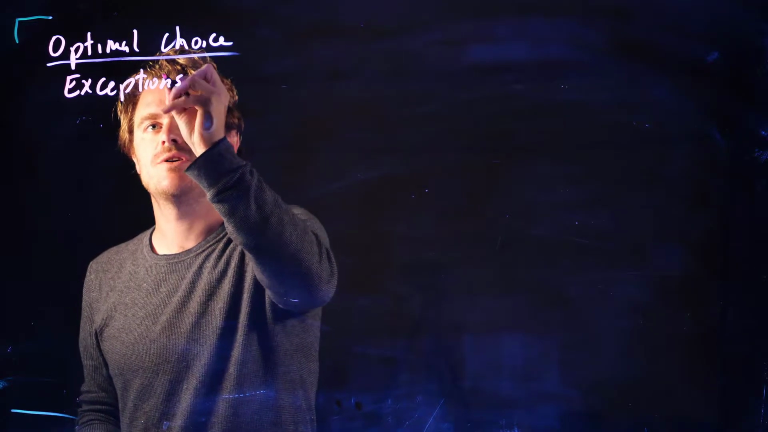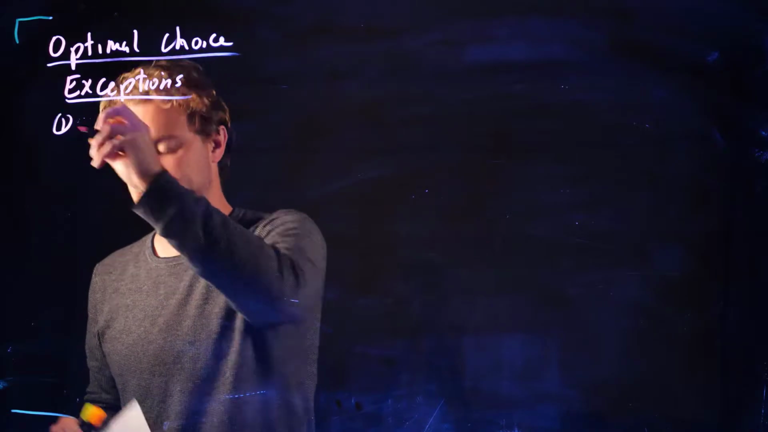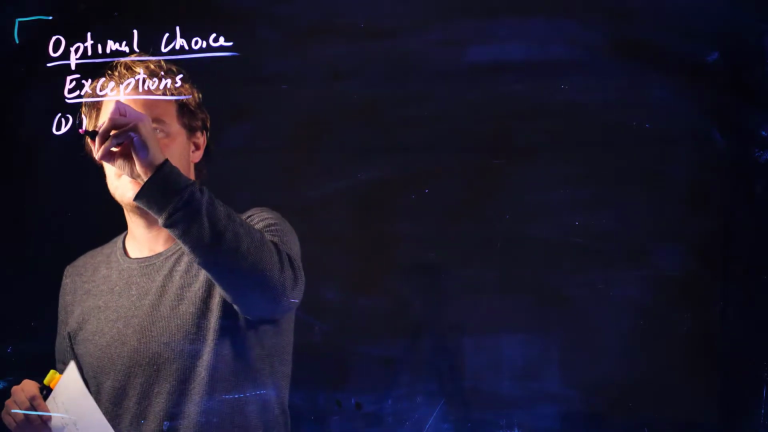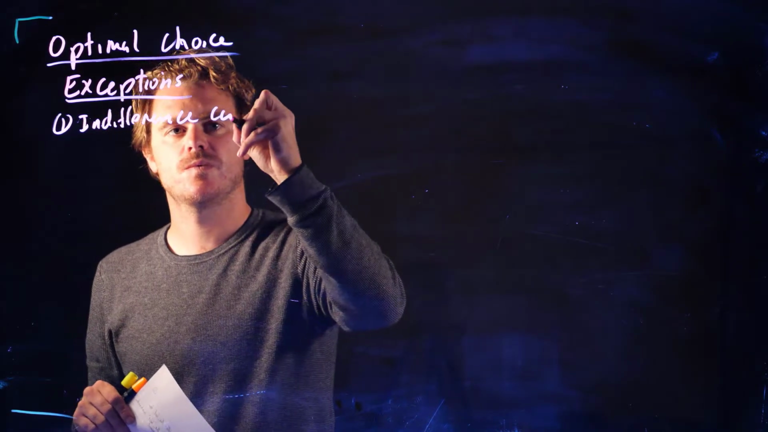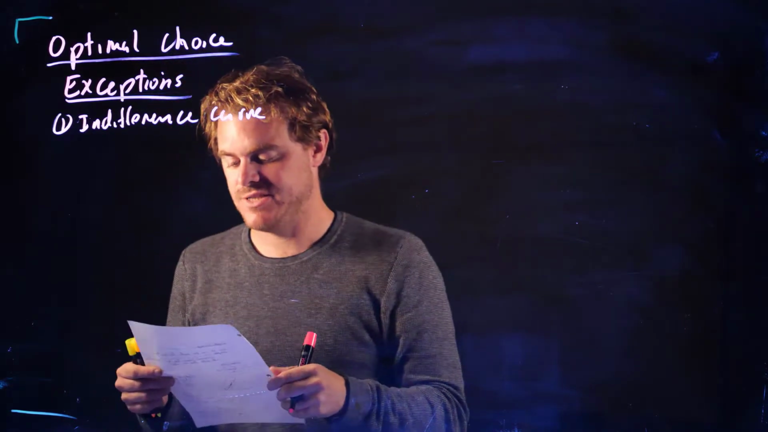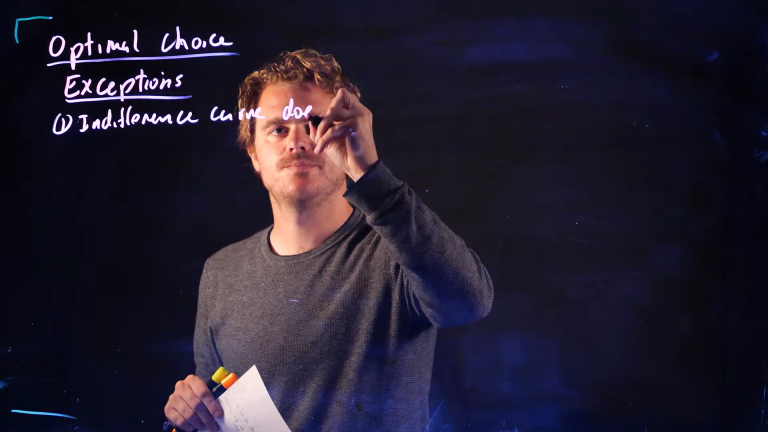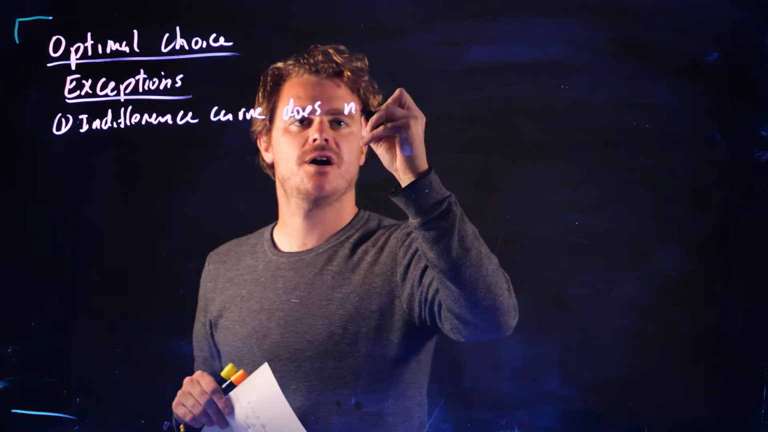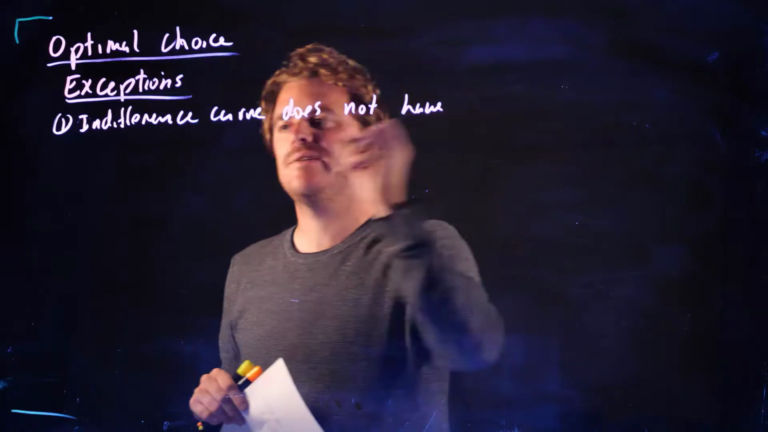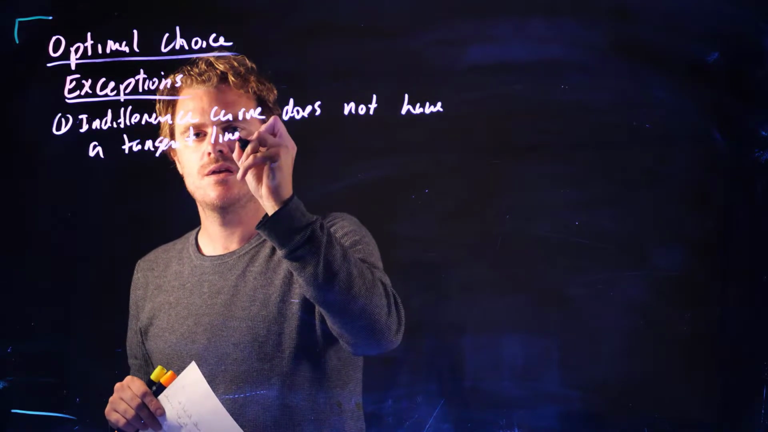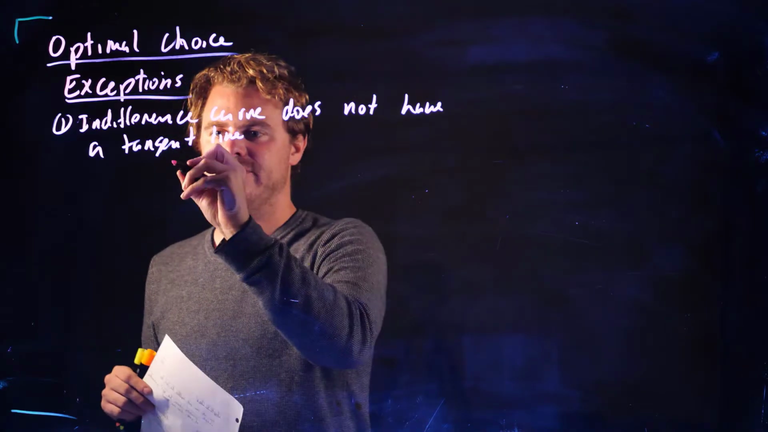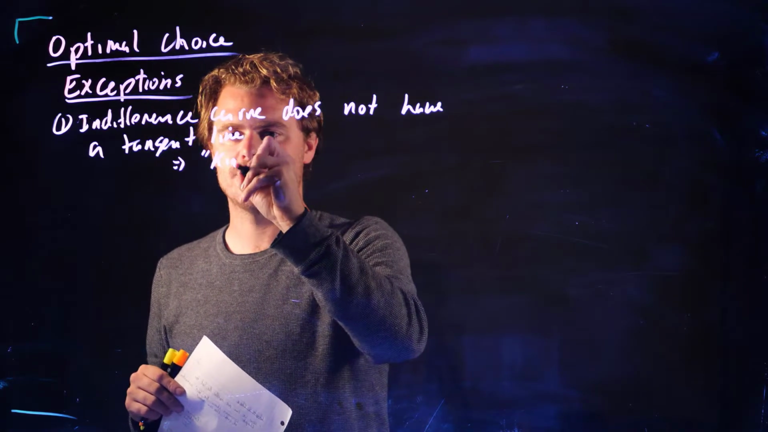to this typical case. And we're going to talk about two different exceptions. The first is when the indifference curve does not have a tangent line. This is going to be the case when there are what we're going to call kinky preferences.